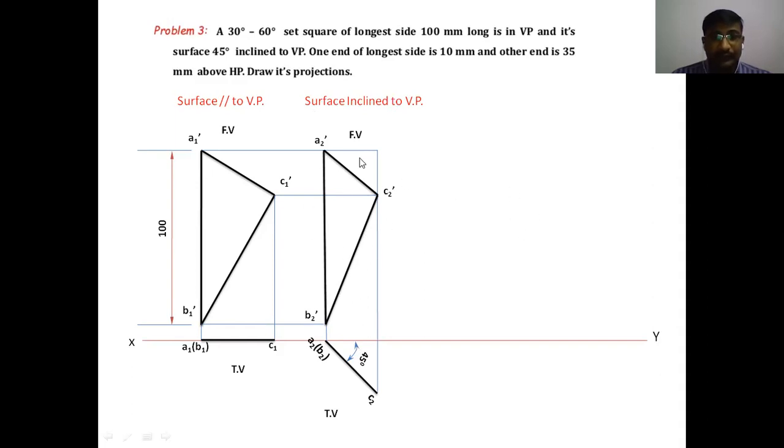How to draw the third stage? Here the condition given is that one end of the longer side is 10 mm. These are the two ends, A2 dash and B2 dash. One of these two ends is 10 mm above the HP and another end is 35 mm above the HP. This is the 35 given and this is the 10 mm. So let us draw the first horizontal lines which are parallel to the XY line at a distance of 10 mm and at a distance of 35 mm.